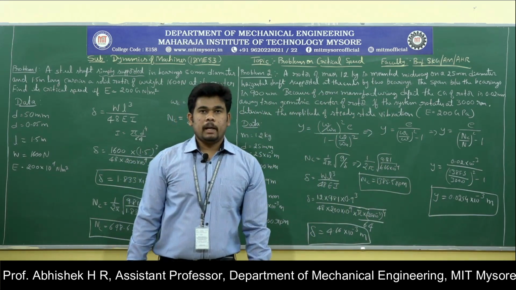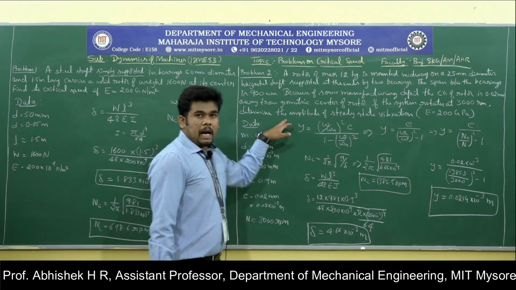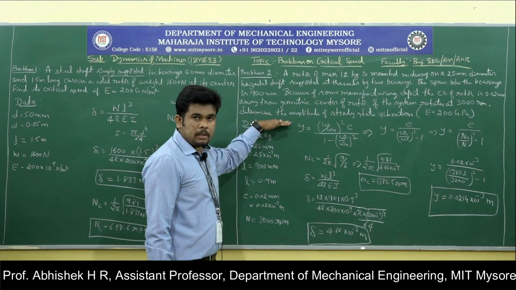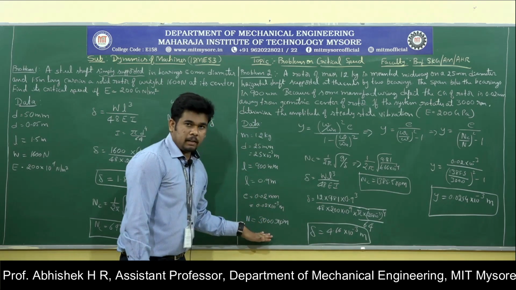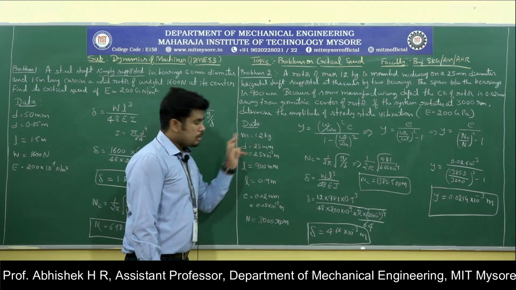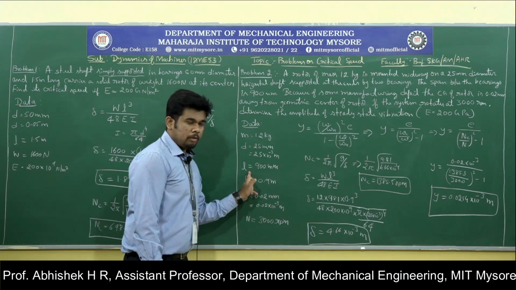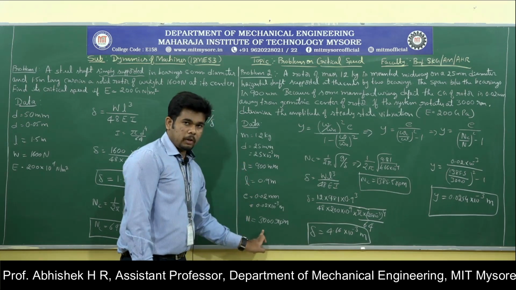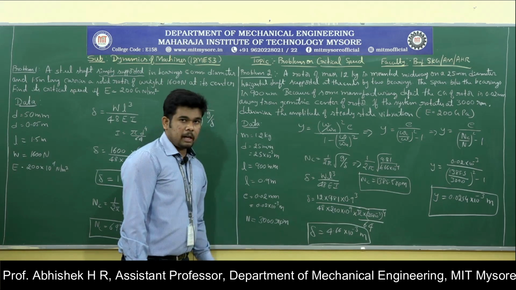0.0254 into 10 to the power of minus 3 meter. So I'll just repeat the steps. From the problem statement, we have extracted the data like mass, diameter of the shaft, length of the shaft, and eccentricity, and the rotational speed, that is 3000 RPM.